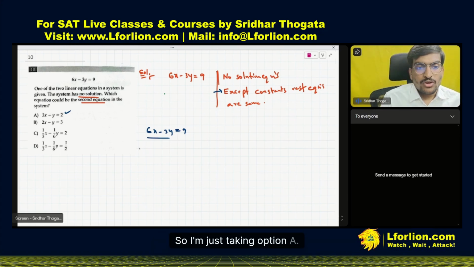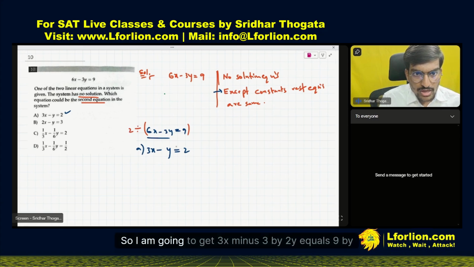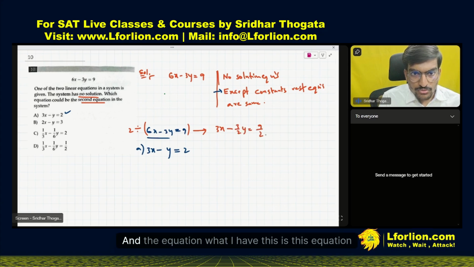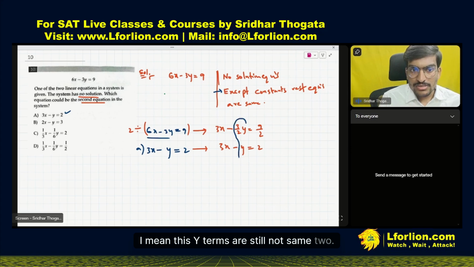So I'm just taking option A. 3x minus y equals 2 is there. How can I match this? Let's say I divide this equation by 2. I am going to get 3x minus 3 by 2 y equals 9 by 2. Still the rest of the part is not the same. The y terms are still not the same.